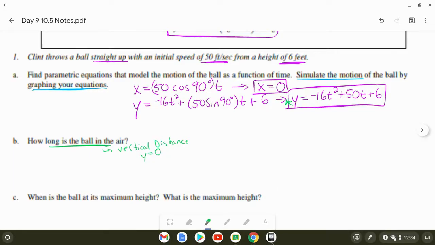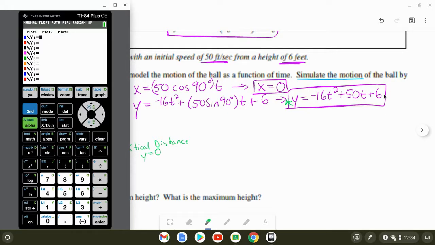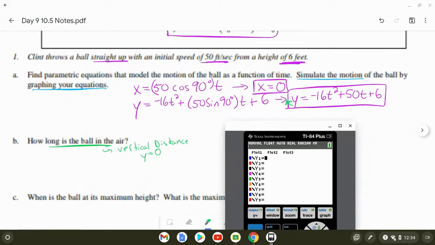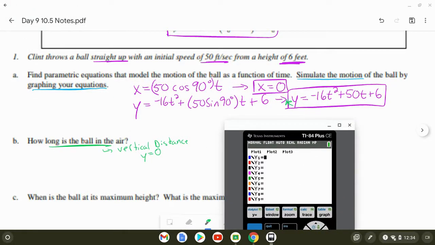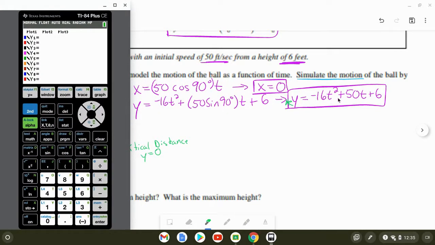So this is where we're going to go back to our rectangular mode. So we're going to go back to function, and we need to have it in function mode. And when we go to y equals, we're only going to use this equation, because right now what we want is the vertical distance to be 0 as it relates to t, because we said how long. So we need this vertical distance to be 0 and solve for t. So we're going to use that equation right there. Plus 50t plus 6.